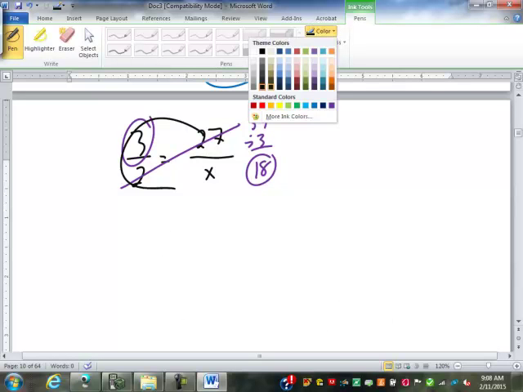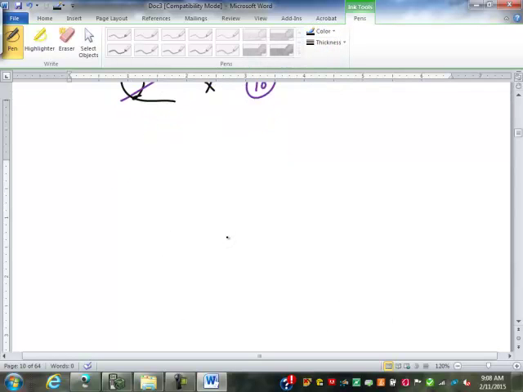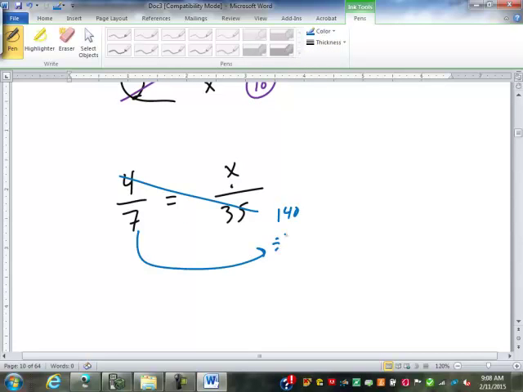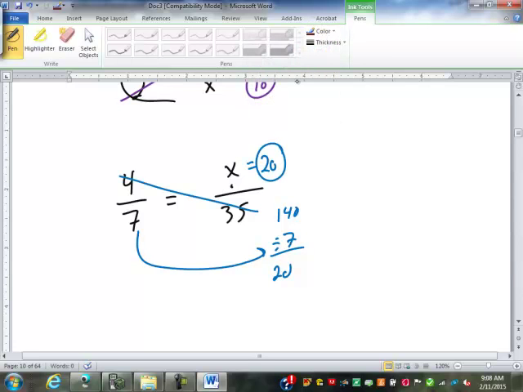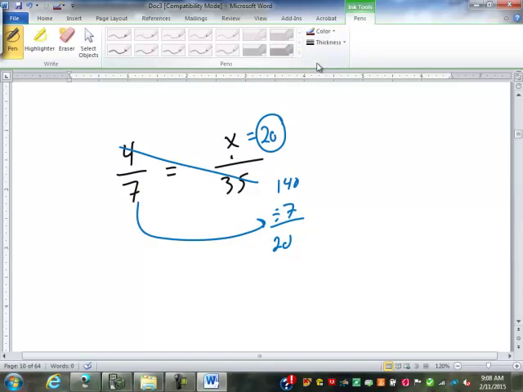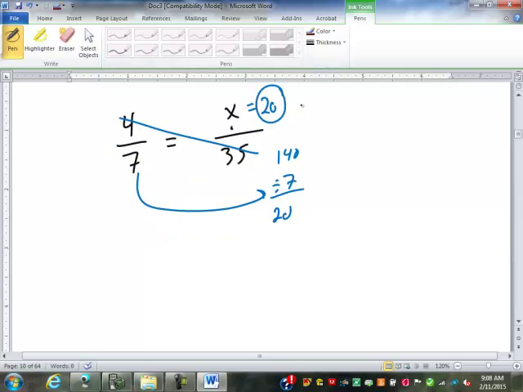Right. Let's look at some others here. Let's say we have a 4 to 7 ratio, and we know that this is going to be 35. To find that missing number there, we're going to cross multiply. 4 times 35 is 140. Divided by 7 is 20. Doesn't always stay that simple, though.